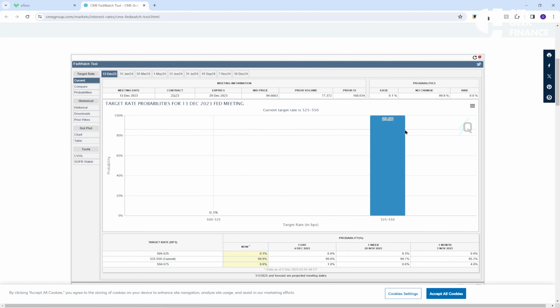This month, America's inflation came in at 3.2%, and the CME FedWatch tool is now predicting with a 99.9% chance that the Fed will keep the rate the same at the December 13th meeting. This month, UK inflation fell to 4.6% year over year, which was down from 6.7% in the prior month, which is good news that it is finally starting to come down.